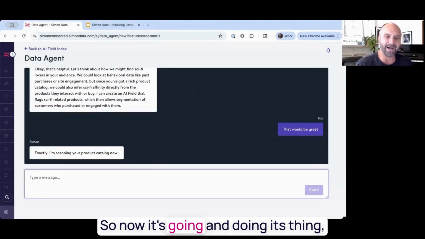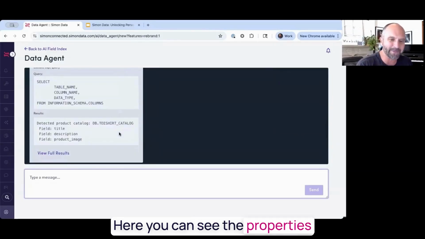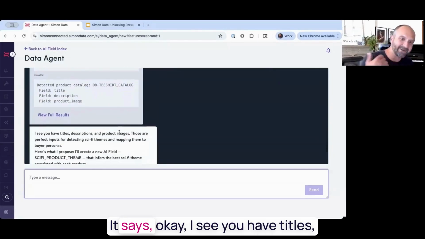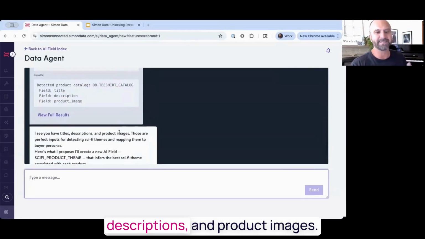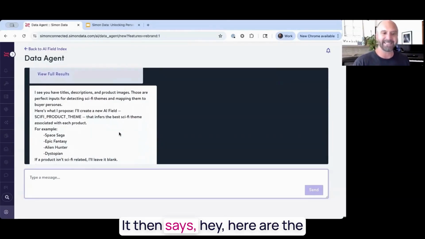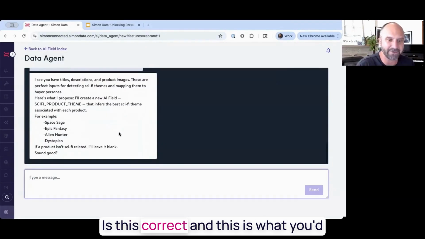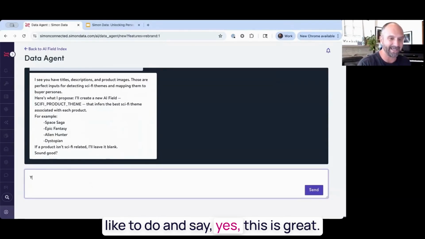So now it's going and doing its thing, scanning the product catalog. Here you can see the properties of the catalog that it's scanning. It says, okay, I see you have titles, descriptions, and product images. These are perfect input for detecting themes. It then says, hey, here are some example themes that I'm going to detect. Is this correct? Is this what you'd like to do? I say, yes, this is great.